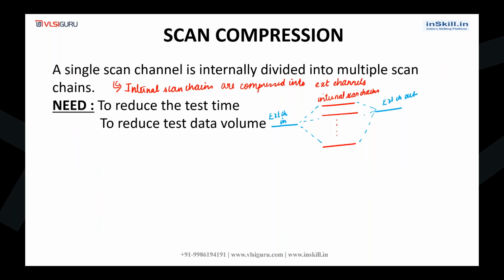So you have your scan chains. Normal flops will be converted to scan flops. They will be stitched into scan chains. Those scan chains we call the internal scan chains. They are compressed into external channels.